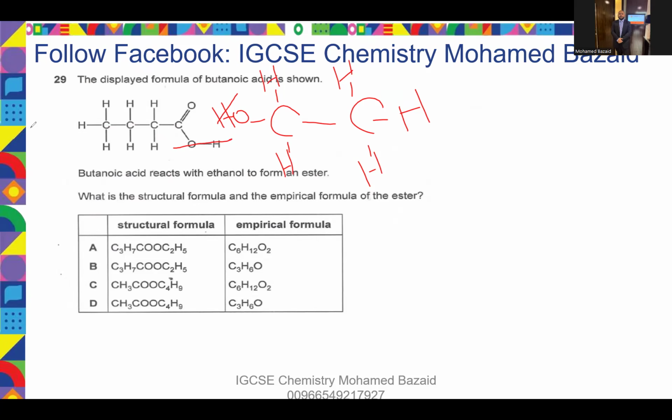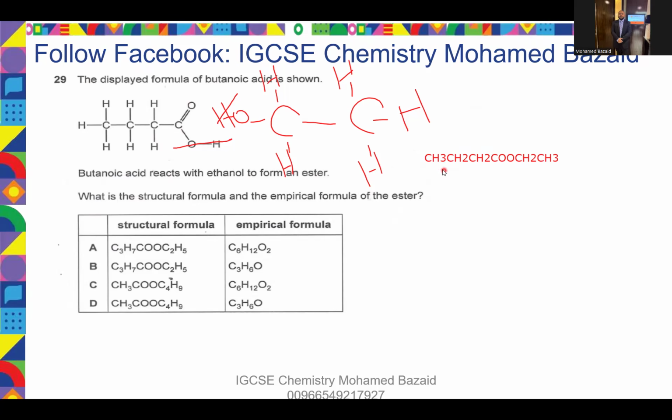Now, what do you have? I have CH3, CH2, CH2, COO, CH2, CH3. Let's write. The ester is CH3, starting from the left, CH2, CH2, COO, CH2, CH3. This is the structure of the ester.